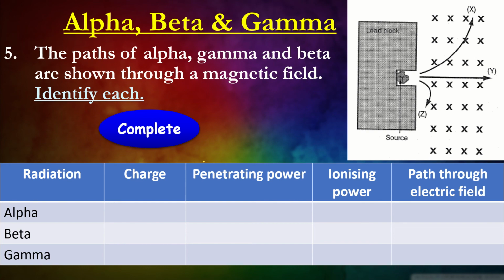Right, the last thing you need to do is fill in this little table to summarize the different properties of alpha, beta, gamma. What type of charge does it have? What's the penetrating power, ionizing power, and what path does it go through within this particular electric field? The other thing is identifying the type of particle it is, in this diagram as it goes through this magnetic field. I'm going to go through the answer in 5 seconds so you have time to pause.